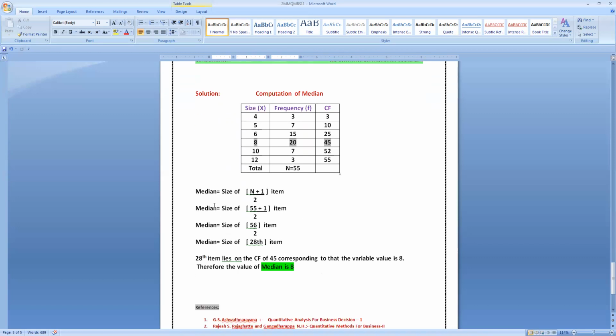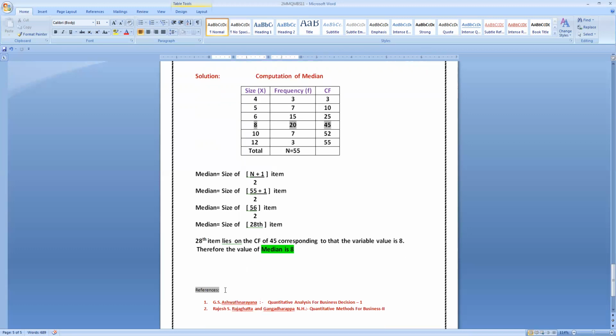Now we have to apply the formula. Median equals the size of (n plus 1) by 2. With n as 55, 55 plus 1 divided by 2, therefore median equals 56 by 2. The size of the median becomes 28. Let us check whether 28 is there in the CF. It is not there, so we go to the next highest value. After 25, the next is 45. Therefore, the 28th item lies in the CF of 45. Corresponding to that, the variable value is 8. Therefore, this 8 will be considered as the median value. This is how we have to calculate the value of the median in the discrete series.